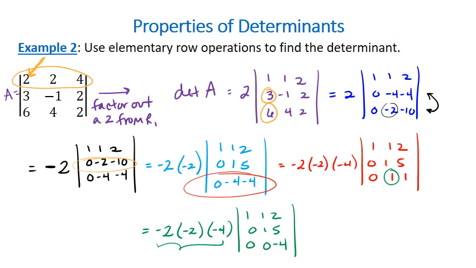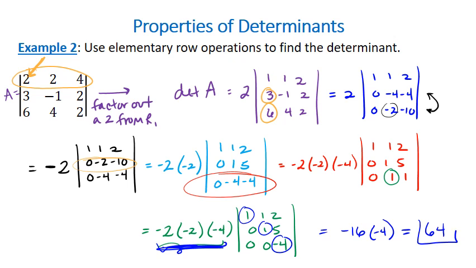Since I have a triangular matrix, I can multiply these diagonals and then multiply this. This here is a -16 times that diagonal, the product of the diagonal, which is -4, and this gives me a determinant of 64. So this is an example of using elementary row operations to find the determinant.